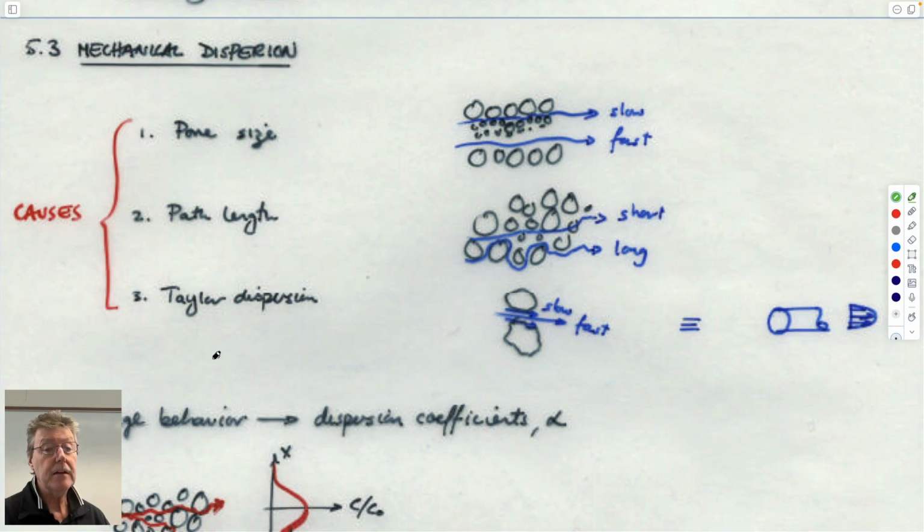And this is a separate effect, so-called after Geoffrey Taylor, the inventor of this effect. If you get flow in a pipe, the flow velocity at the walls of the pipe is zero and is maximum in the middle. We can represent flow in a porous medium as through a pore throat, which is like a pipe. So if you imagine dye going through the pore throat at the wall versus the middle of it, this one will move very slowly downstream, this one will move very quickly downstream, so it's spread out.